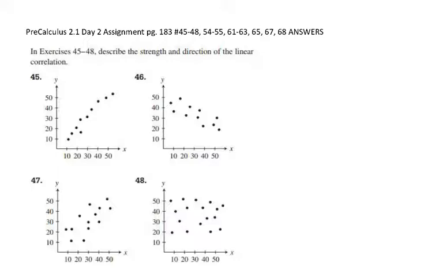Okay. So, in number 45 here, again, we're trying to describe the strength and direction of this linear correlation. As you can see, there's a trend going this way. Remember that strength just means how close it is to a linear line that you could draw. In this case, number 45, we would say it's strong.